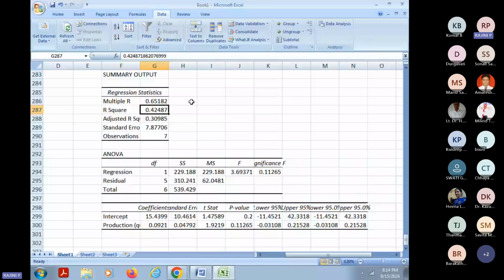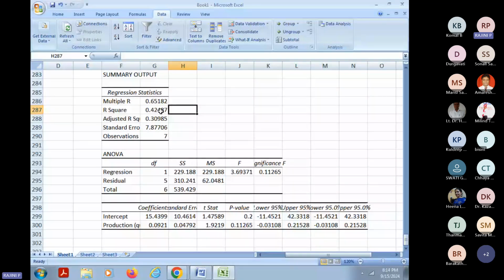Suppose the R square value comes out as 0.42, then how can we increase it? By increasing the sample size, you can increase the R square value. That is one thing you need to remember. So in the output, among all this, you need to check the R square value. It should be more than 0.5, and 0.75 is preferable.